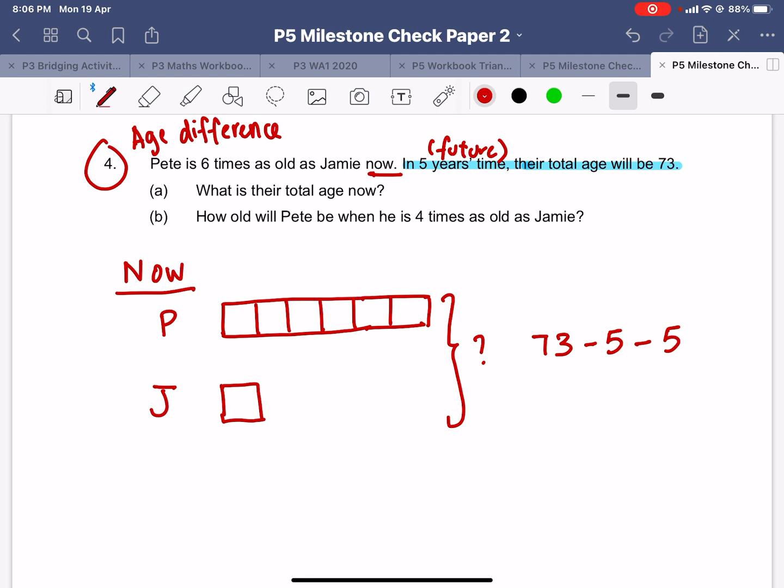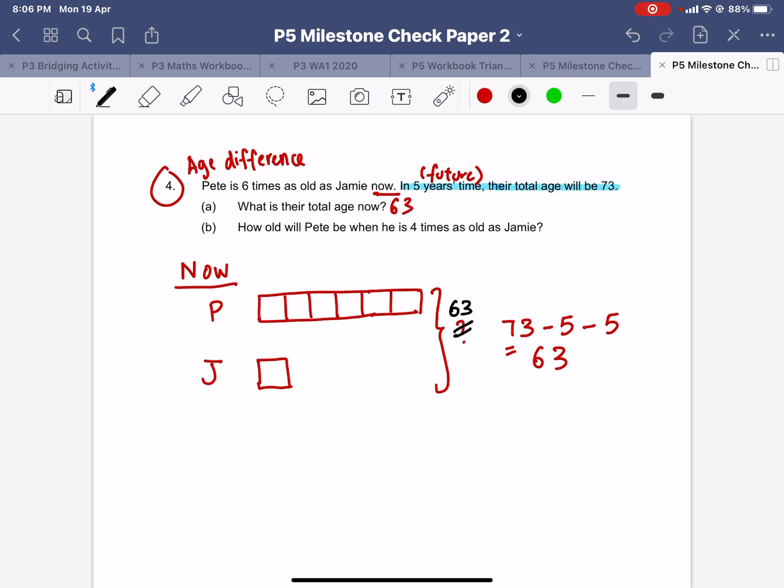So shouldn't we minus 5 twice? Because we are talking about both people, the total age. So let's minus 5, let's minus 5. We will go back to the present. So their total age now is just 63. Okay, so this is just 63. So if you do not believe, you can always work backwards. 63 plus 5. This person grows older by 5. Another person also grows older by 5. So 63 plus 5 plus 5 will get you back 73 again. Okay, so now we have it.